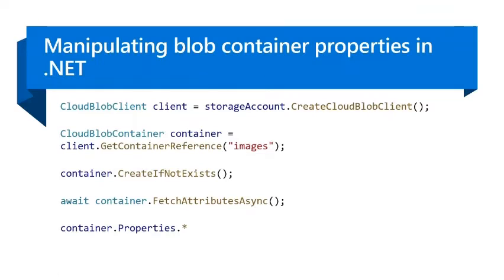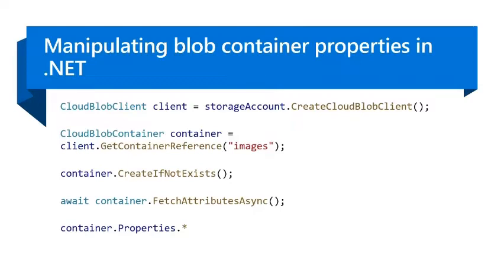The cloud storage account class contains the create cloud blob client method that gives you programmatic access to a client that manages your file share. To reference a specific blob container, you can use the get container reference method of the cloud blob client class. After you have a reference to the container, you can ensure that the container exists. This will create a container if it does not already exist in the Azure Storage account.